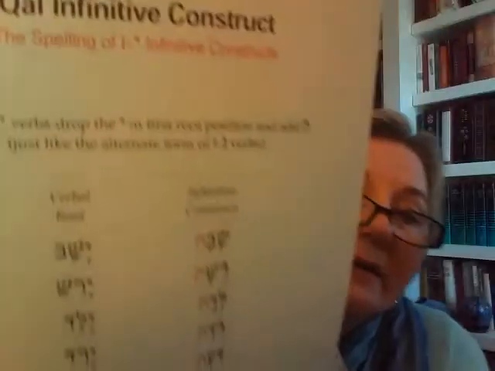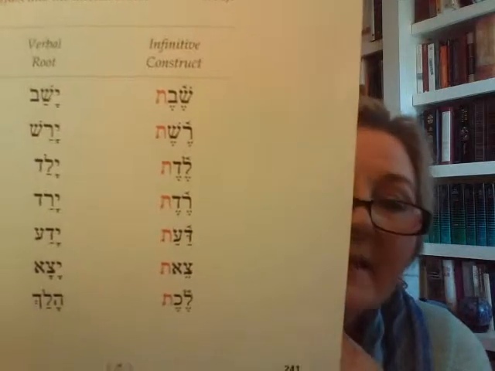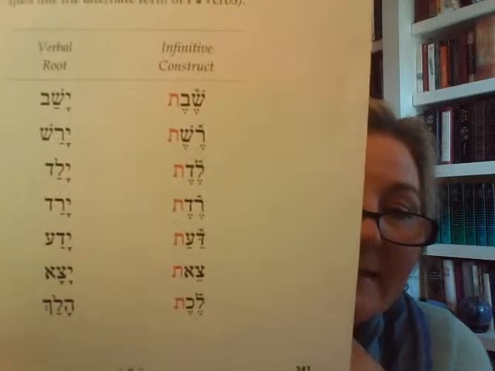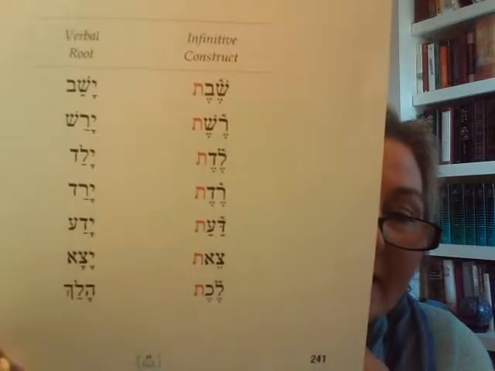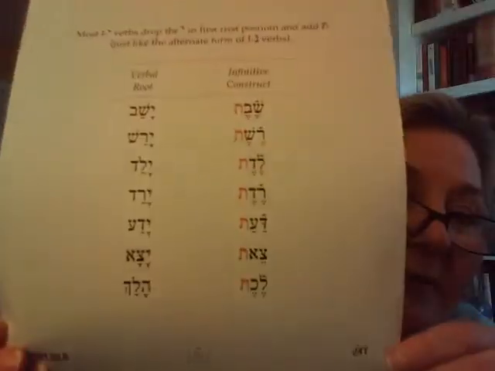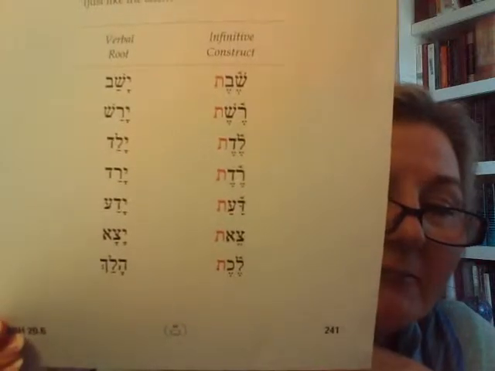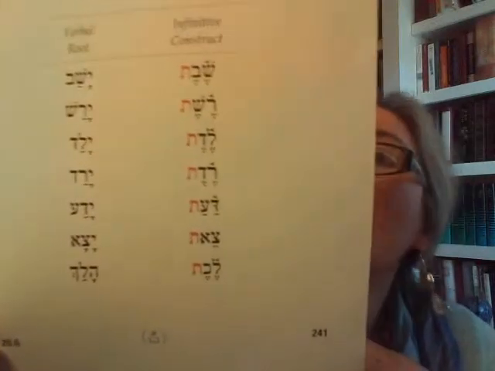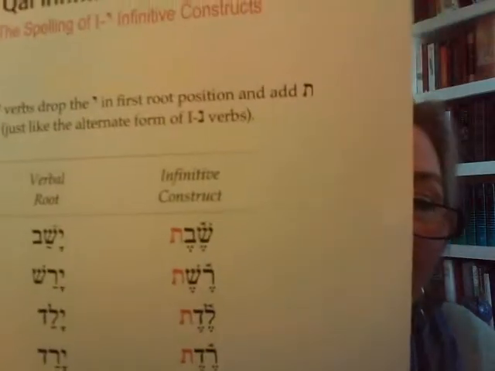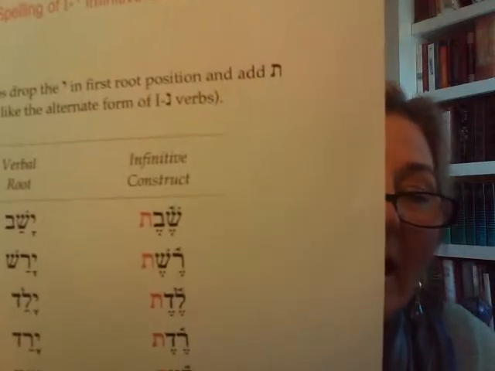So the Pe-Yod verbs, we have shebeth, resheth, leveth, reveth, dieth, zieth, and lakath. So you have your verbal root and then your infinitive construct. What you see happening is that your qamets drops out, your patach drops out of most, and they're replaced by segols. Now, the yod is going to drop out completely, and you're going to add the tav at the end.